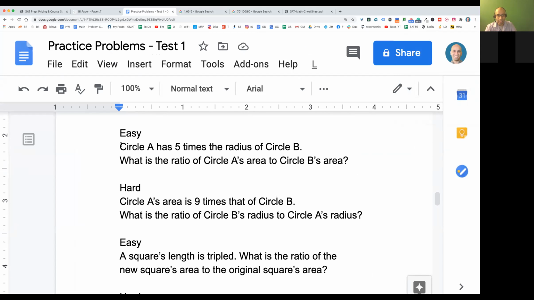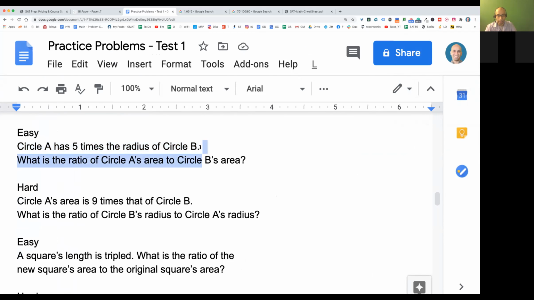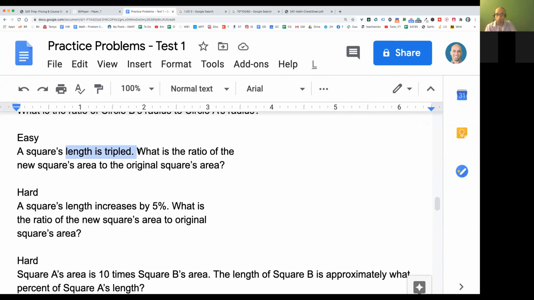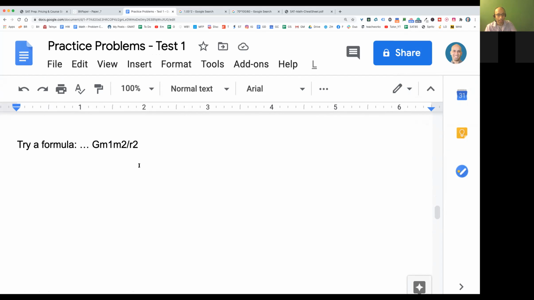A circle has 5 times the radius of circle B, right? So what you're gonna do is you're gonna take the radius of circle B to be 1, right? If you have a circle radius to be 1, then this circle's radius is gonna be 5. And then all you got to do is use the formula pi times 1 squared, and this is going to be pi times 5 squared, which is 25. So that's how you're going to calculate the ratio, okay? Now, the other one, the same deal over here, okay?